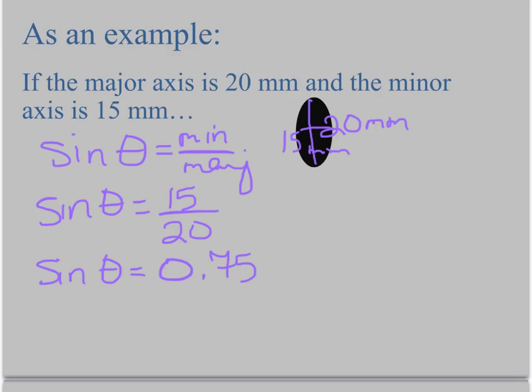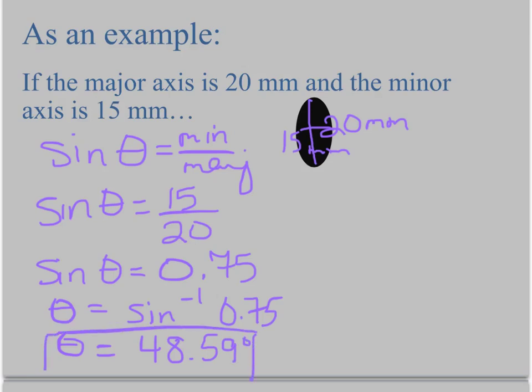And now here's the important thing. You have to make sure that you have your calculator in degrees, not radians. Put your calculator in degrees, not radians. So sine of theta equals 0.75. So theta is the inverse sine of 0.75. When we kick that into our calculator, theta is equal to 48.59 degrees. If you didn't get that, go back and look at your work and figure out where you made the mistake. Don't move on until you know where you made the mistake.